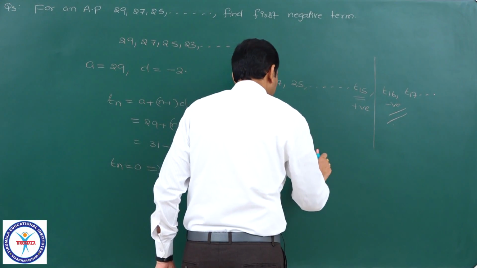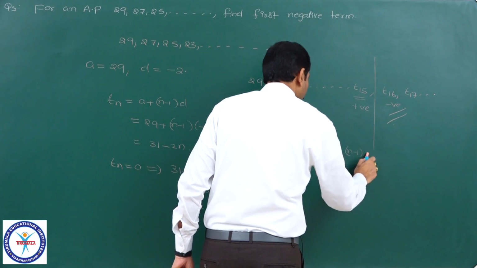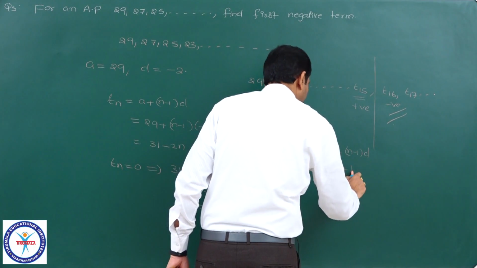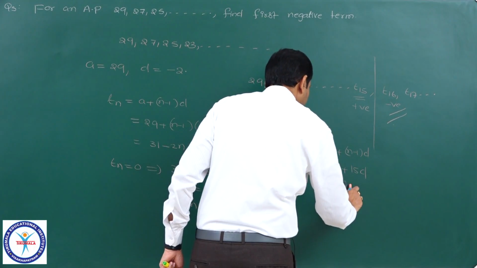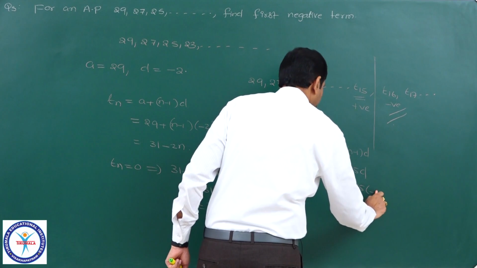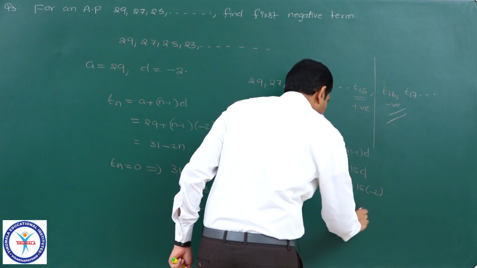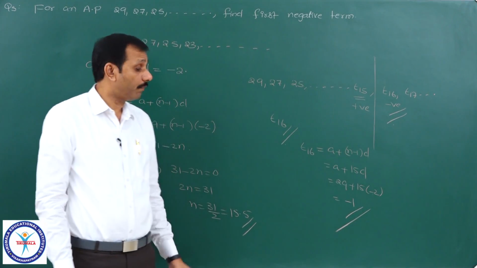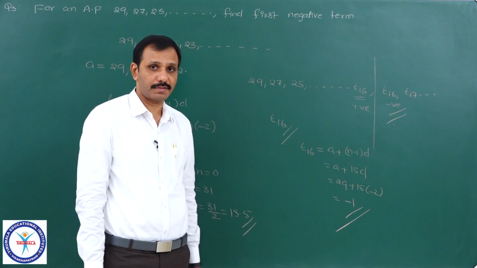Therefore, T16 is equal to A plus n minus 1 into D, which means it is equal to A plus 15D. What is A you see? A is 29 plus 15 into D, D is minus 2. 29 minus 30 is equal to minus 1. Yes. Therefore, minus 1 is the first negative term of this sequence.